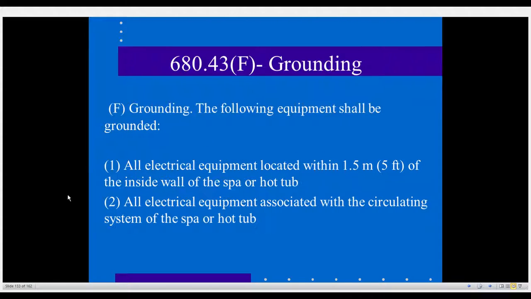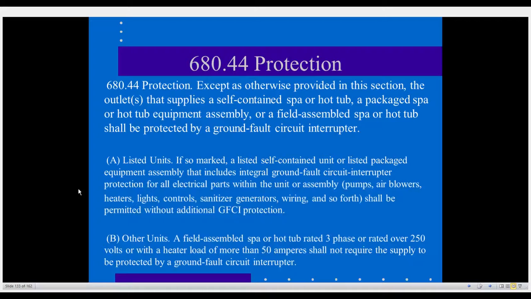All electrical equipment associated with the circulating system of the spa or hot tub, the pumps, for example, are all going to have an equipment grounding component. So all of those motors, all of those pumps, any other equipment that's located within 5 feet are all going to make sure that it has an equipment grounding conductor with it, and it has that grounding aspect to it.